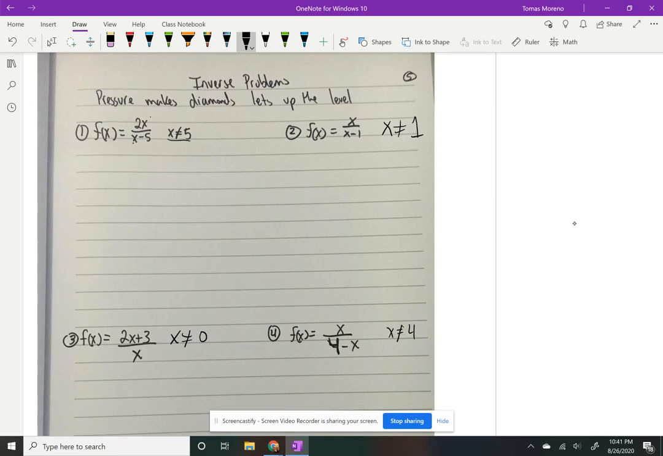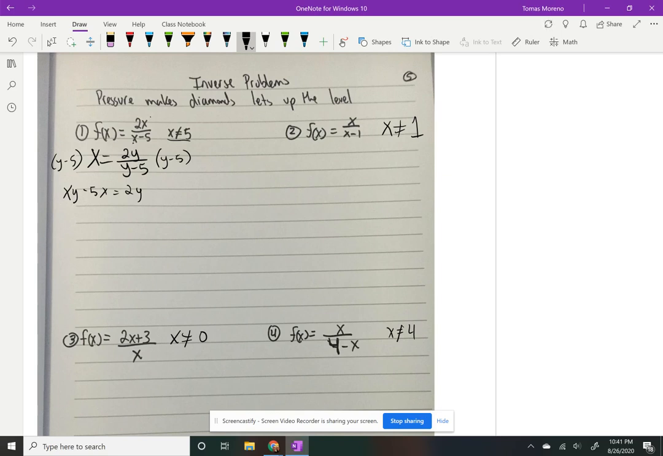Okay. So again, we switch our x and our y. So we're going to have x here, and we're going to have 2y over y minus 5. I don't really have to worry about this right now, as that's just more of being thorough, right? So how do we get rid of a divide by y minus 5? Well, we multiply by y minus 5. Multiply by y minus 5. And I'm going to distribute that.